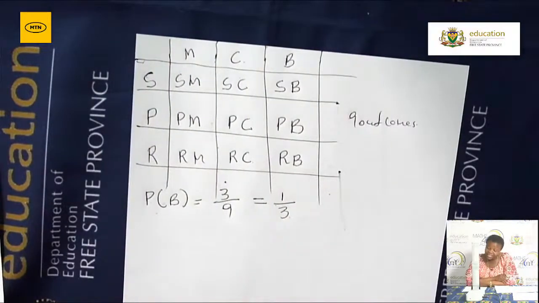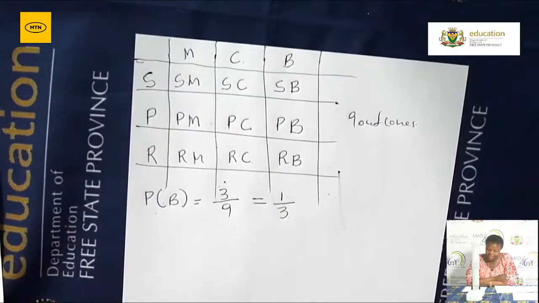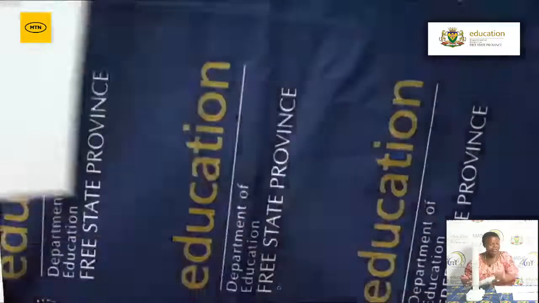Because the question says your answer must be in fractional form and it has to be simplified. Then we move to the beginning where we started. We talked about maps, plans, and other representations in the physical world. And we said we are dealing with the number scales and the bar scales.